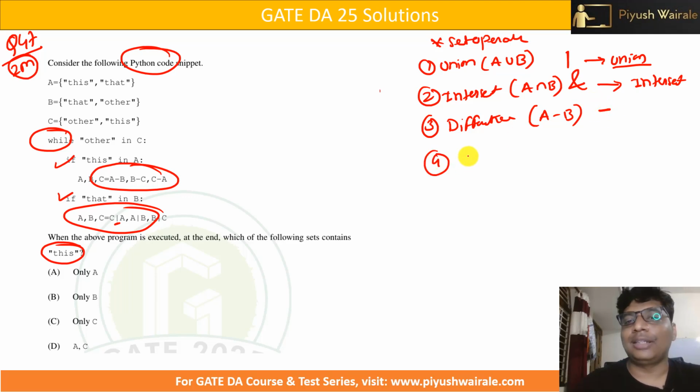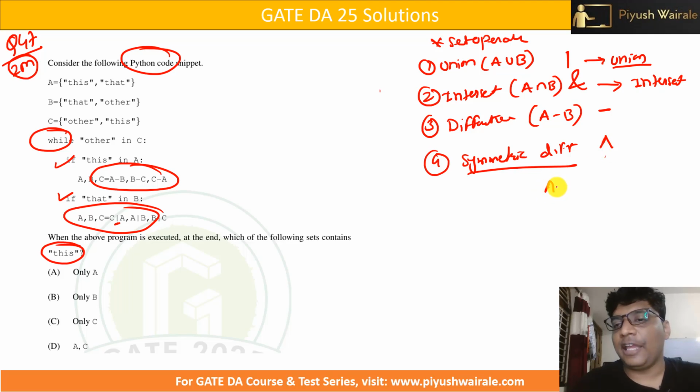And then we have something called symmetric difference. Please keep an eye on this particular operator, symmetric difference. You can expect a question based on this in the next GATE DA exam. We use this particular symbol for symmetric difference. So whenever we say A, this symbol, B, it means A symmetric difference B.